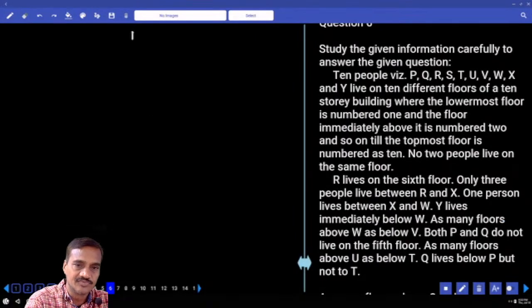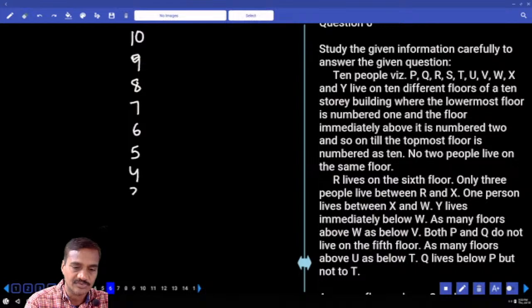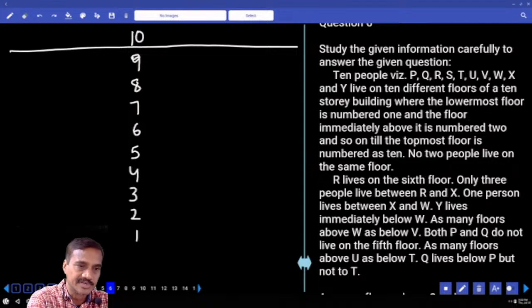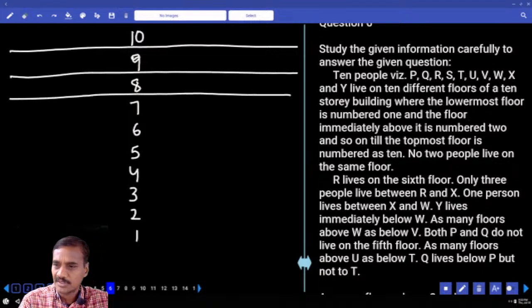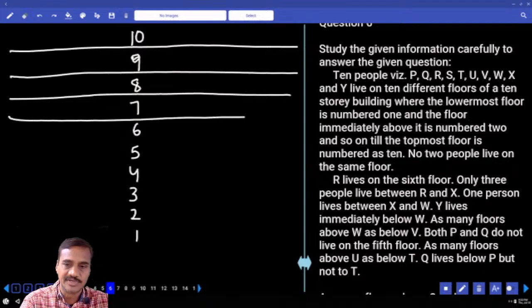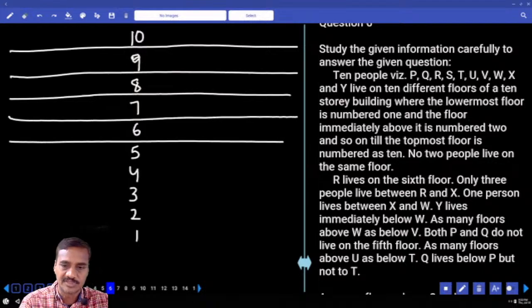And let us write down the floors at the center. Now 10, 9, 8, 7, 6, 5, 4, 3, 2 and 1. Altogether there are 10 different floors. 10 persons are staying on these 10 different floors, and the lowermost floor is number 1, and so on. The topmost floor is floor number 10.